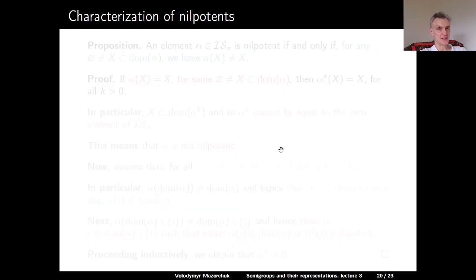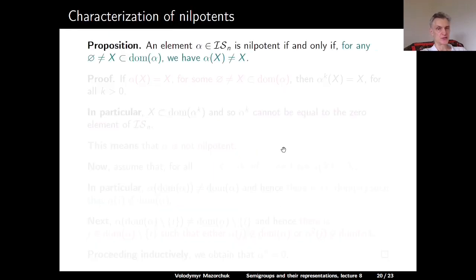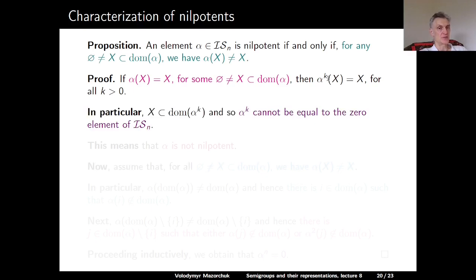We can also characterize nilpotent elements as follows. Proposition: an element alpha in ISN is nilpotent if and only if any non-empty subset in the domain of alpha is not invariant under alpha. Proof: if we have some non-empty subset of the domain of alpha which is invariant under alpha, then it's invariant under any power of alpha, but in particular it means that it belongs to the domain of any power of alpha, and so this power cannot be equal to 0. So this means that alpha is not nilpotent in this case.